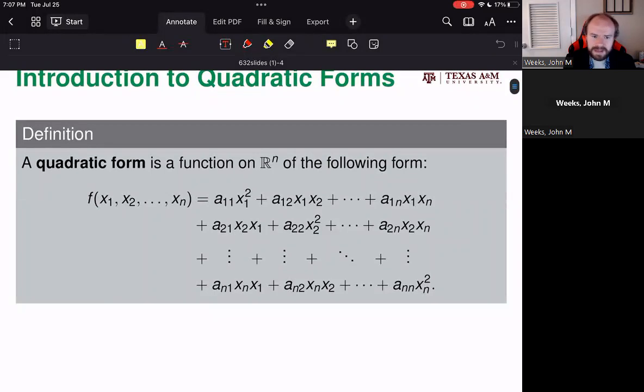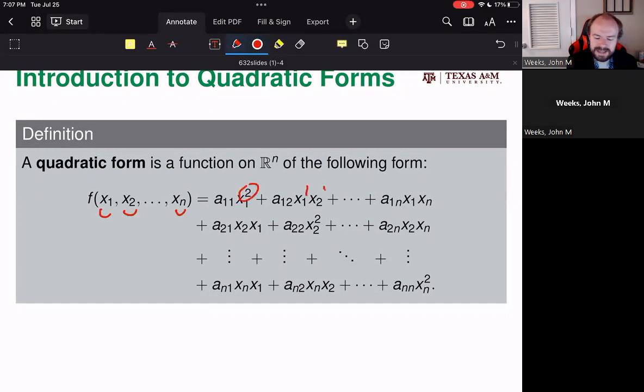A quadratic form is a function of n variables, but of a particular type. You can notice that something's happening with each of these terms here. Namely, if you add up all of the degrees in which all of the variables x1, x2 to xn appear, adding up all of those degrees always gets you the value 2. 2 exactly, not less than 2, not greater than 2, 2 exactly.